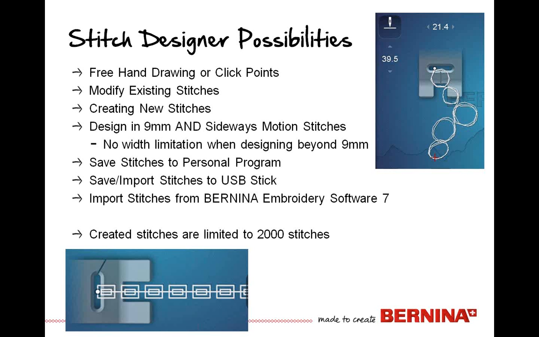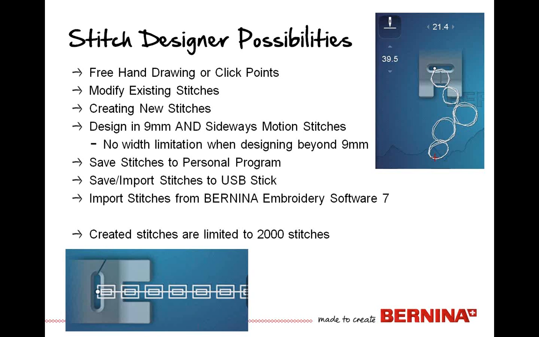You can save your stitches to the machine in the personal program folder. You also can save your stitches to a USB stick. You can import stitches from a USB stick, so you can trade stitches with friends that also have 880s. And you can also import stitches from the Bernina embroidery software. Some stitches may not be in the machine, and you could either bring them over or create new ones in the Bernina embroidery software. Your creative stitches are limited to 2,000 stitches, but that's a lot.